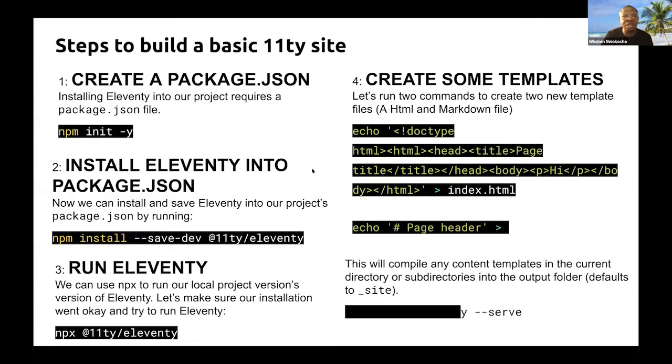Okay, the next step here is for us to build a basic Eleventy site. First thing you have to do is create a package.json file, which you do by adding this code here, npm init. Then the next thing is to install Eleventy into the package.json by using this code, npm install Eleventy.